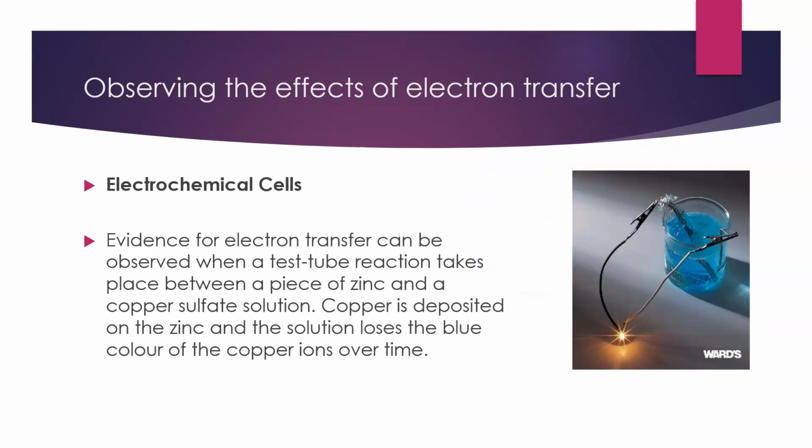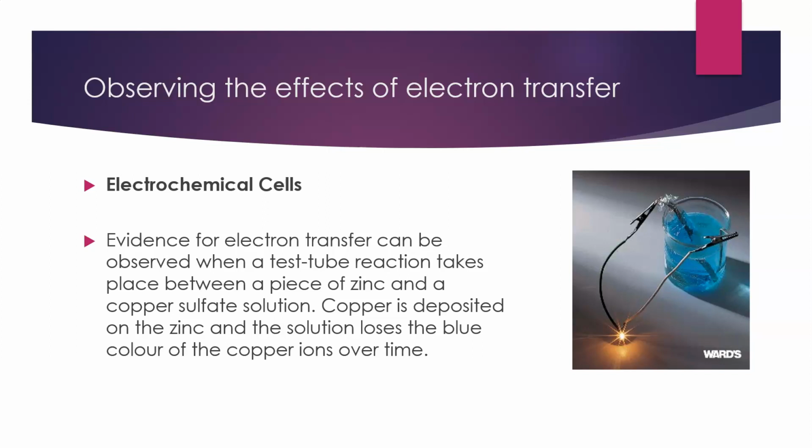So if we do this, we can actually observe this in electrochemical cells. Okay, so this electrochemical cell idea is where we take redox reactions, make the electrons pass through the wire in order to see a chemical potential into an electrical energy conversion. This gives us evidence for electron transfer because if we take a test tube and place it between a piece of zinc and copper sulfate solution, copper is deposited on the zinc and the solution loses the blue color over time.